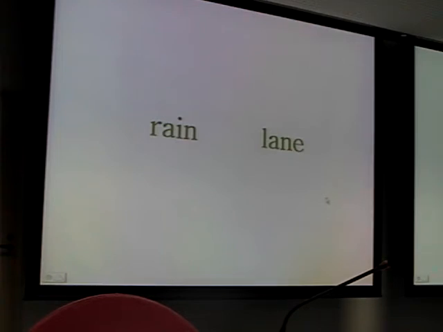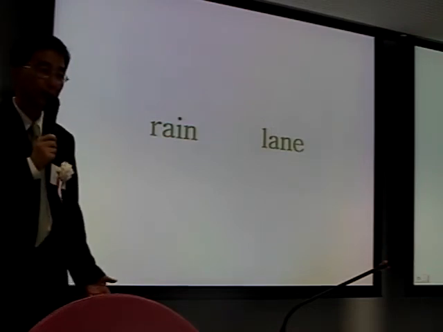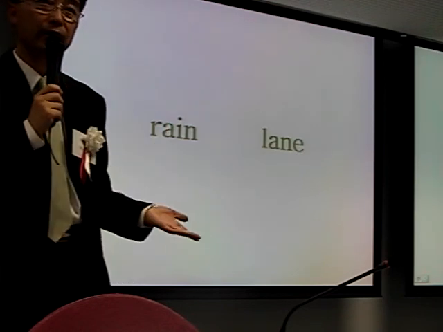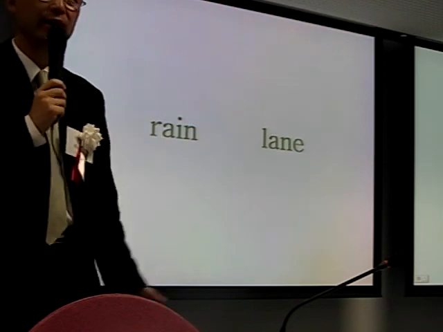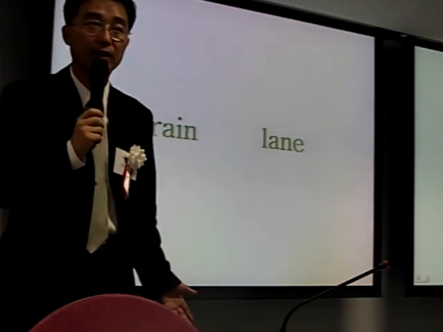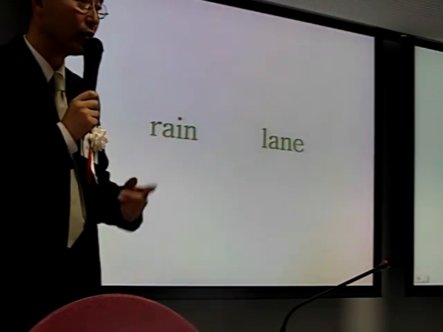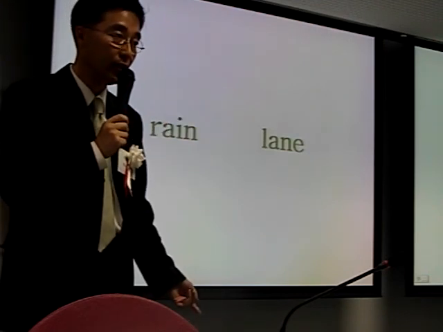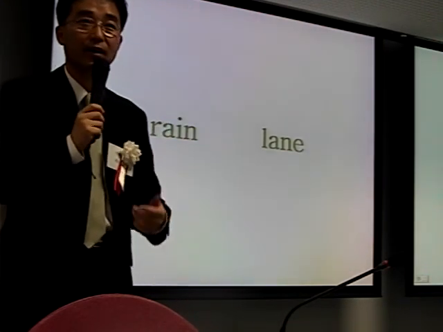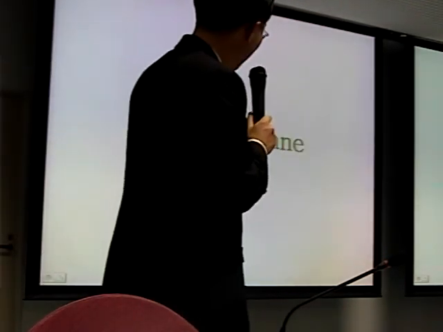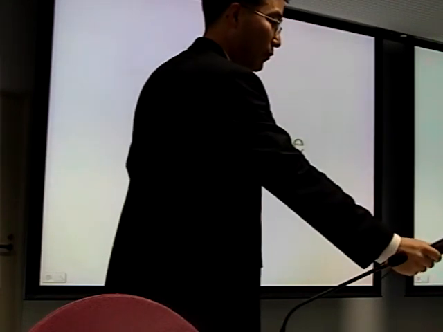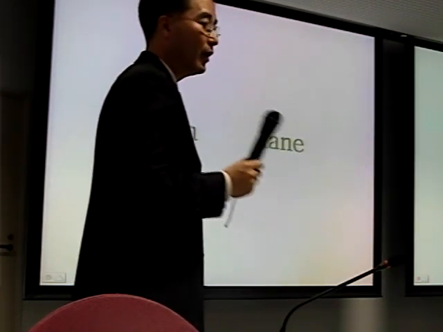So let's try to distinguish these two words. First one is rain. Second one is lane. Yeah. Which one is this? Lane. Rain. First one. Rain. Lane. Yeah. Please pronounce these words. Rain, lane. Okay. I'll talk about the N sound later.